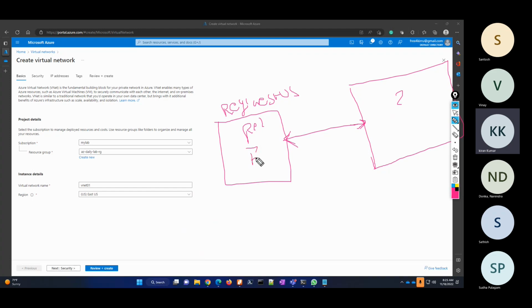So suppose this is East US and this is West US. It's already paired; Microsoft defined it. So in this scenario, in region 1, like East US, I'm deploying the storage account.